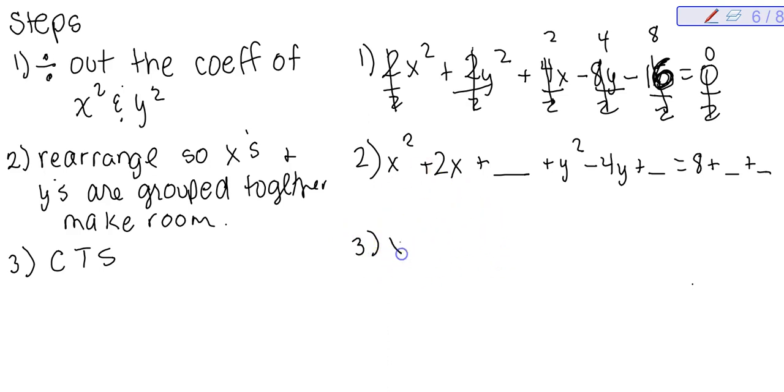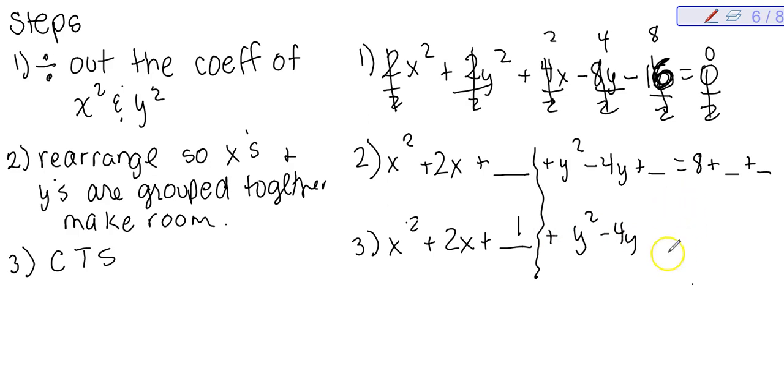So what are we going to put in that first space? Complete the square. So maybe if you want to cut it right there so you can look at it. What's the number that goes right here? 1. Right? Cut b in half, cut it and square it. Plus y squared minus 4y. Half of negative 4 is? Negative 2 squared is 4.